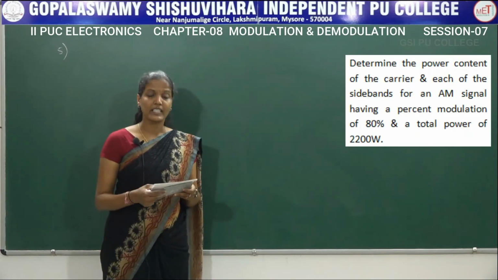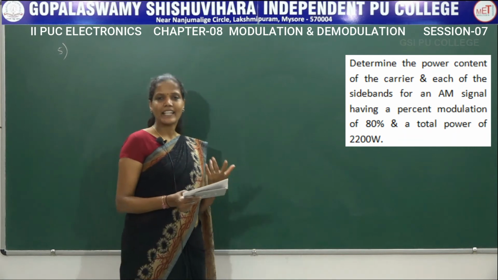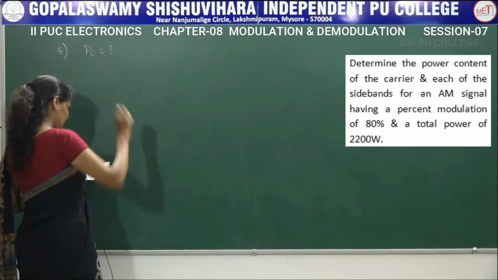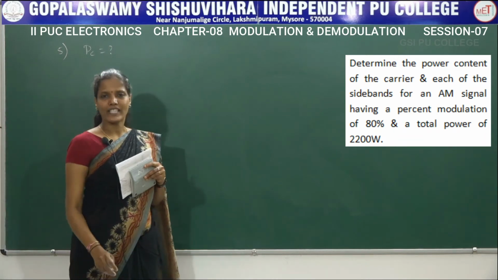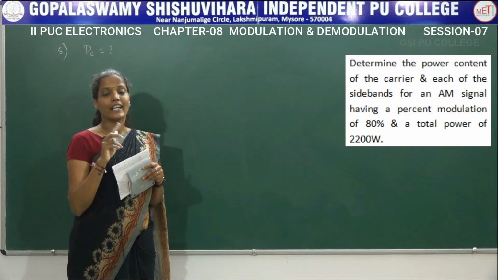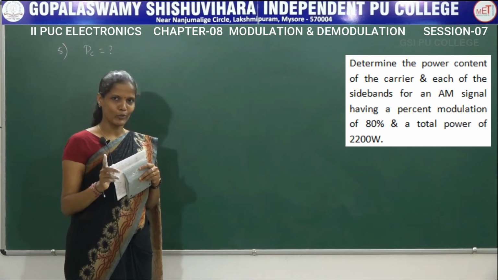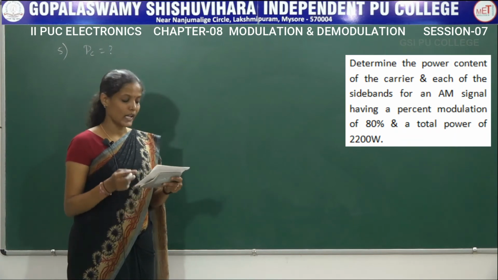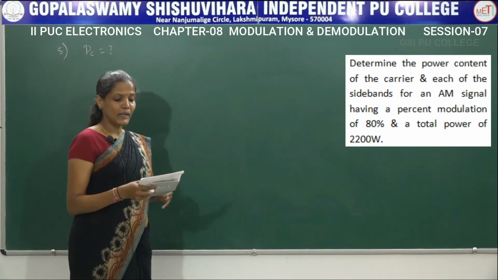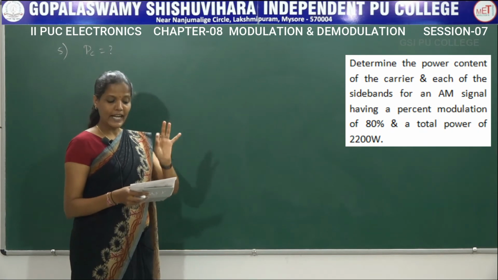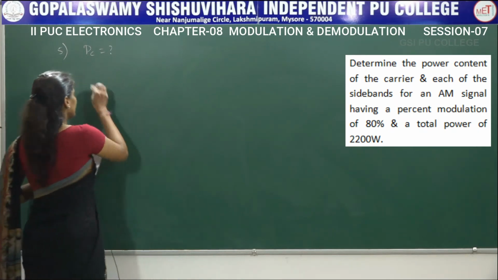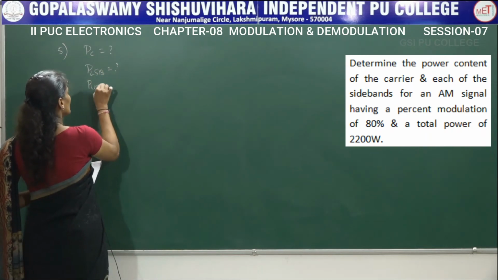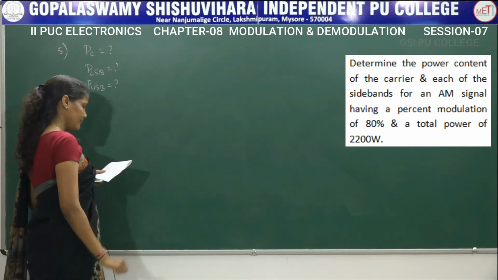Determine the power content of the carrier. The carrier power content will be denoted by PC. So you have to find that, and each of the sidebands. I've already told you that there are two sidebands in the amplitude modulated wave. One is called the lower sideband, the other is called the upper sideband. So determine the power content of the carrier and each of the sidebands. You have to find PLSB and PUSB separately.